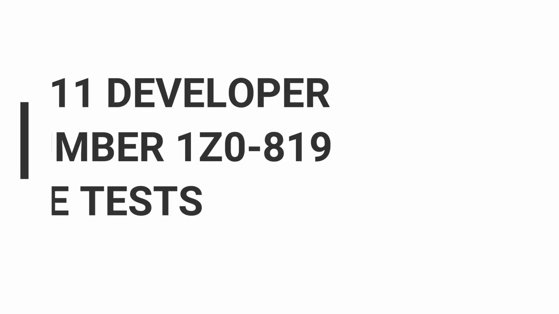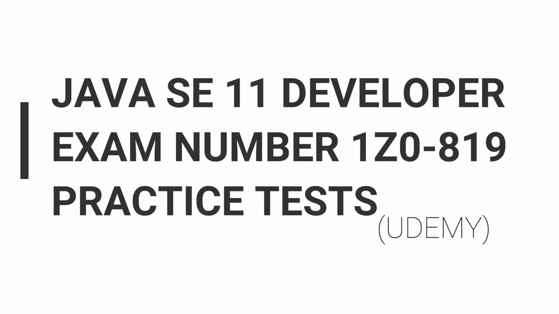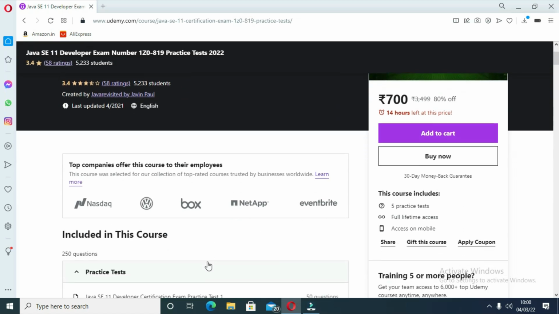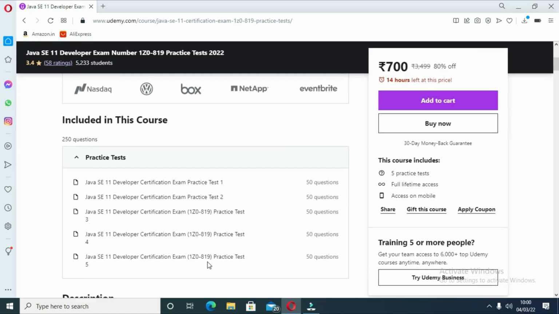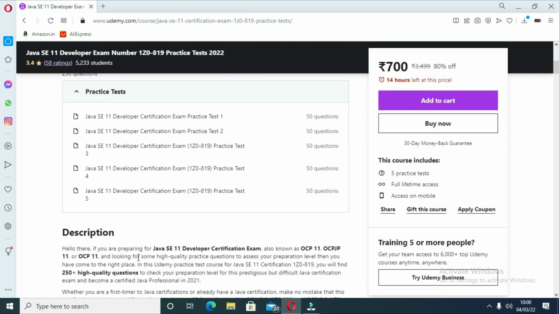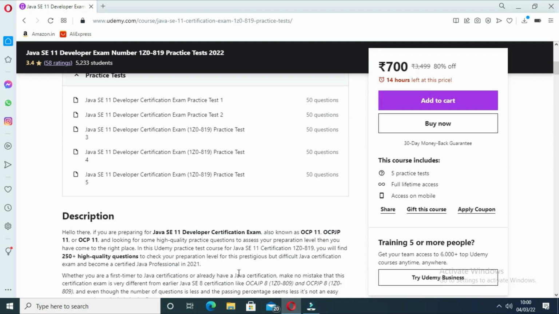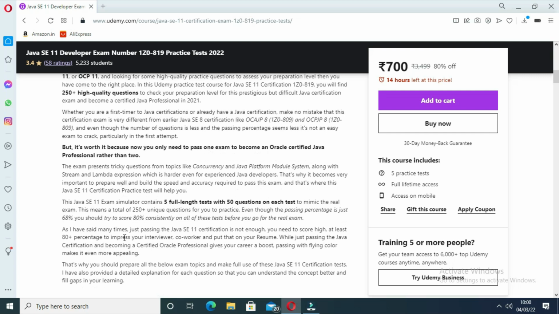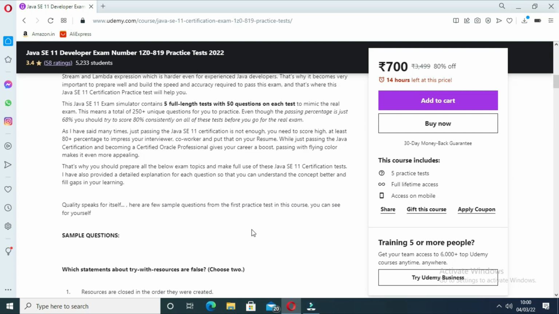1Z0-819. The first course is Java SE 11 Developer Exam number 1Z0-819 Practice Test by Udemy. The exam presents tricky questions from topics like concurrency and the Java Platform Module System, along with streams and lambda expressions, which is harder even for experienced Java developers. This Java SE 11 exam simulator contains 5 full-length tests with 50 questions on each test to mimic the real exam. This means a total of 250 plus unique questions for you to practice. Even though the passing percentage is just 68%, you should try to score 80% on all of these tests.